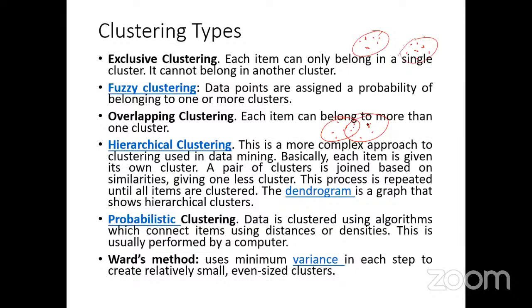Then hierarchical clustering. It means your data set is divided, classified, or clustered based on some kind of hierarchy. Let us consider you are making the data set for the district, then you move to the talukas, and then from the talukas we move to the villages. Such clustering is called hierarchical clustering, and the graph we get is called a dendrogram. With hierarchical clustering and a dendrogram, you make a classification of your data and remove the complexity of your data set. In hierarchical clustering, a pair of clusters is joined based on similarities, giving one less cluster, and this process is repeated until all items are in one group.